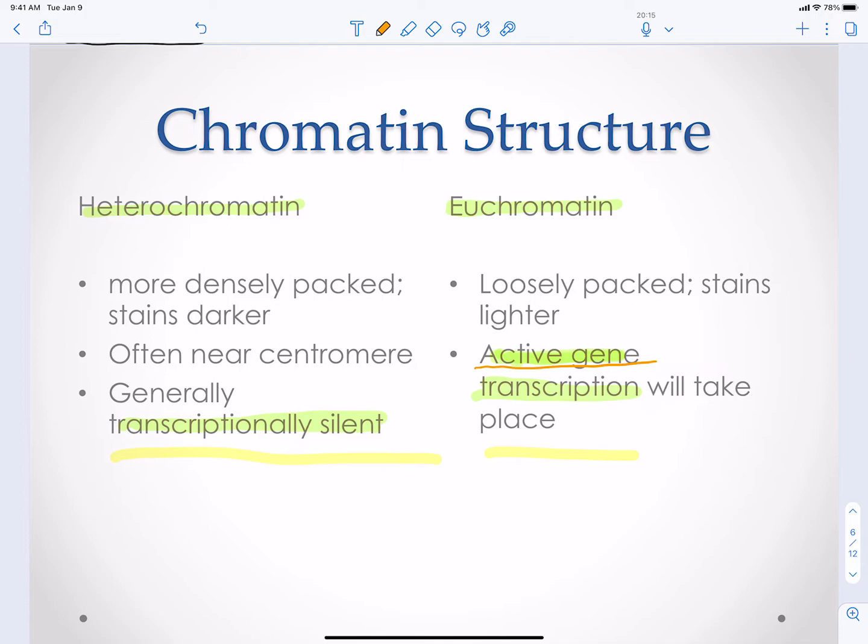Your heterochromatin is going to be more densely packed. You're going to have these densely packed areas near the centromere because centromeres do not encode genes. And these are areas of transcriptional silence.